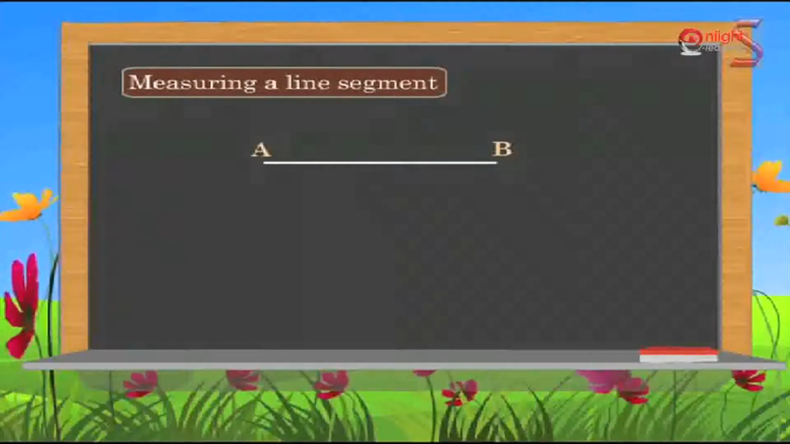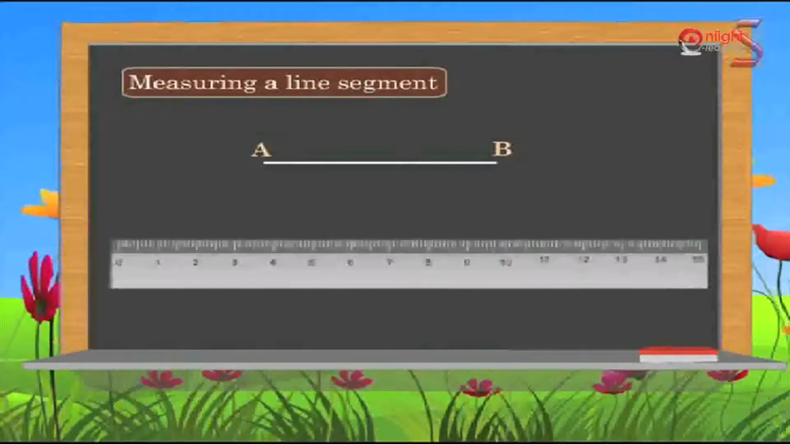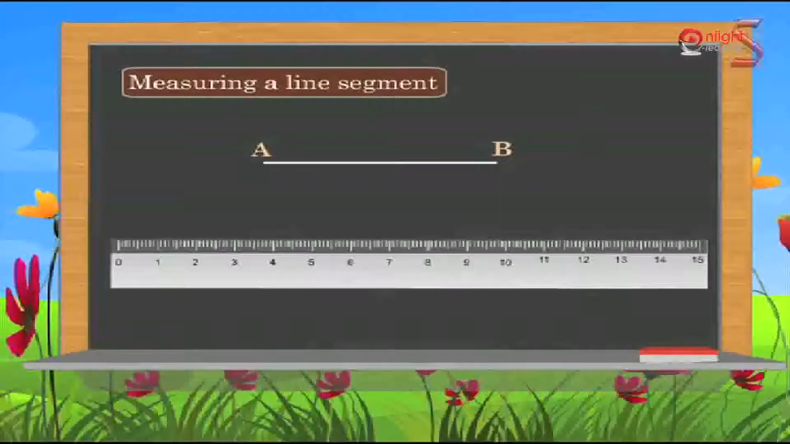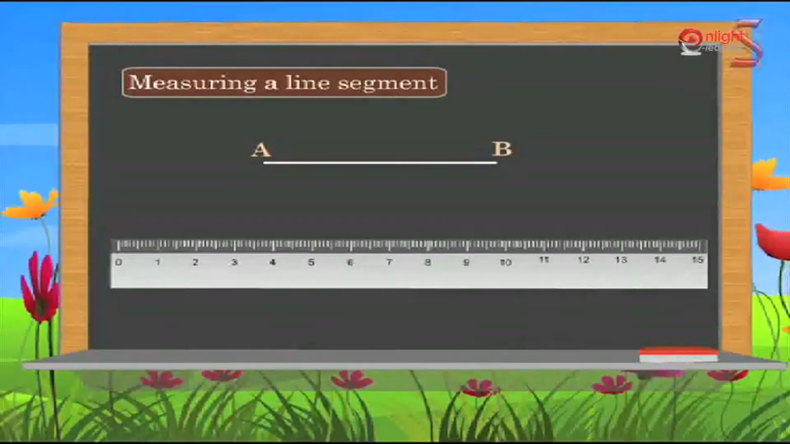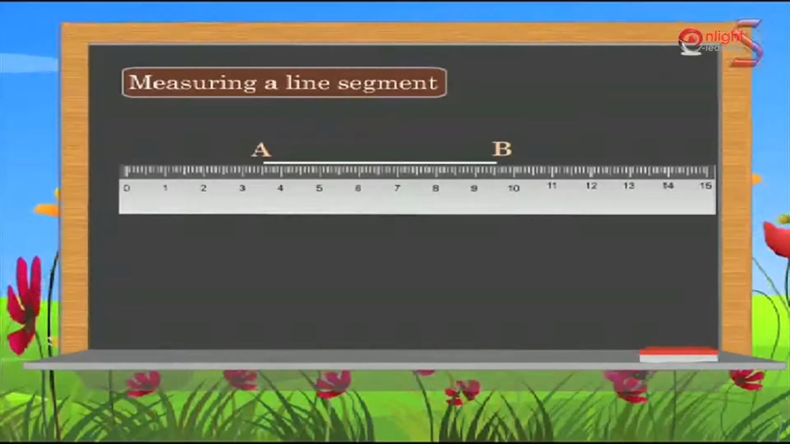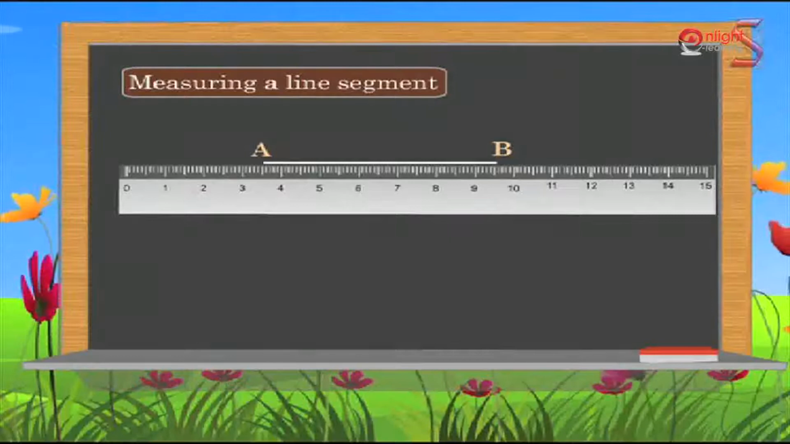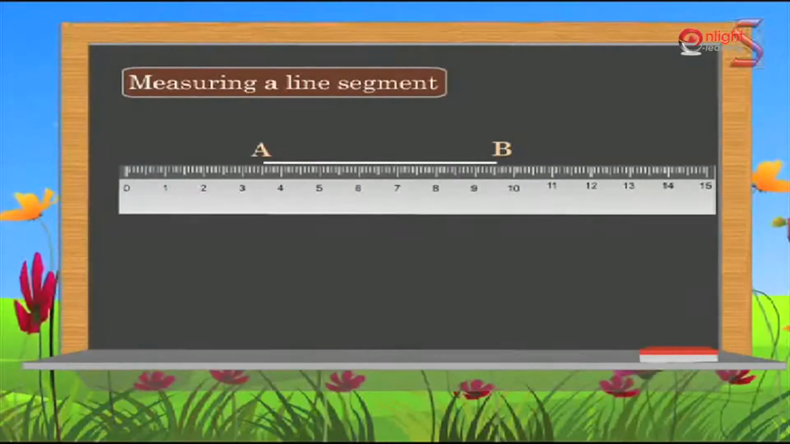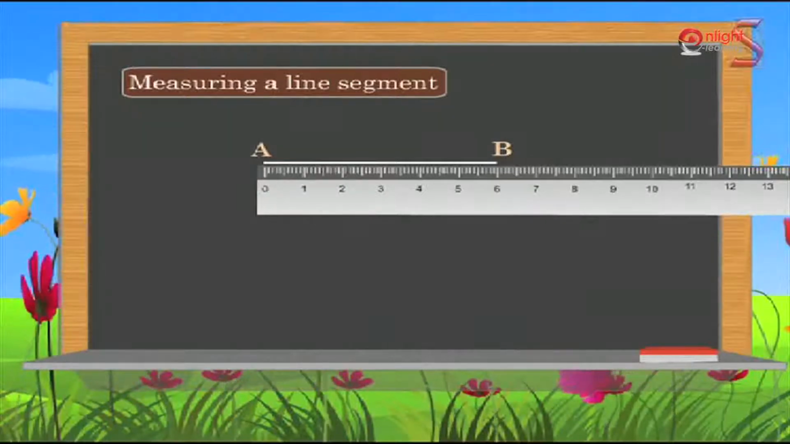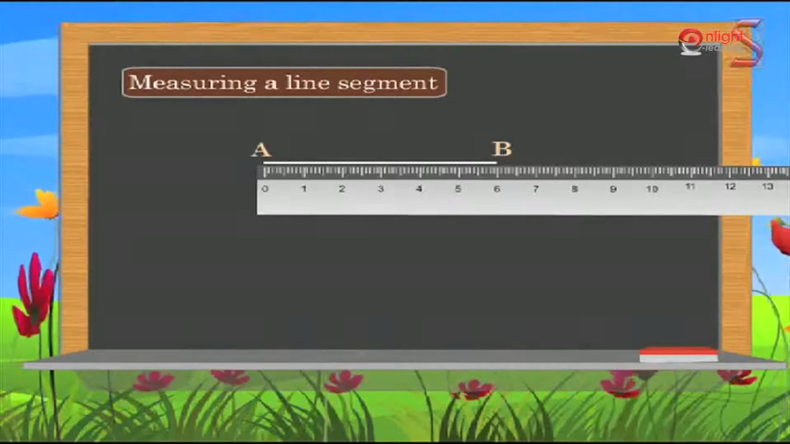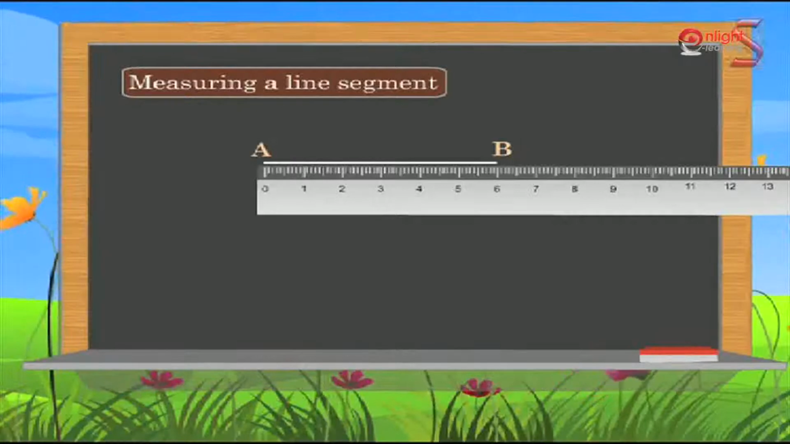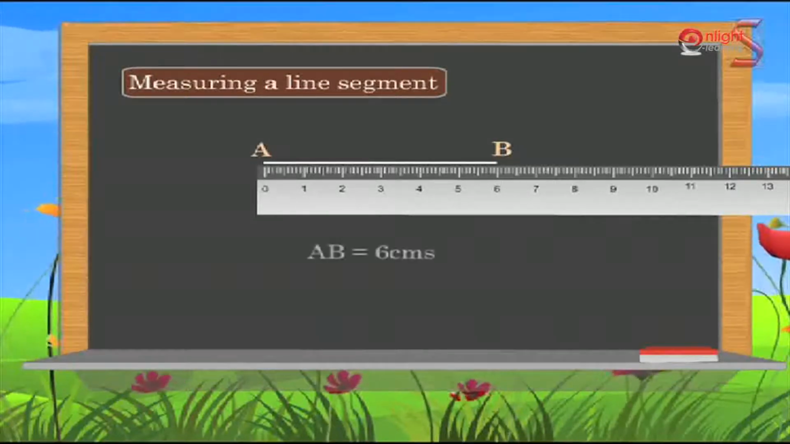To draw a line segment of length 8 centimeters: 1. Place the ruler on the paper and press it with one hand. 2. With a pencil, mark point A against the 0 mark on the ruler. 3. Mark point B against the 8 centimeter mark on the ruler. 4. Join the 2 points A and B. This gives the line segment of length 8 centimeters.